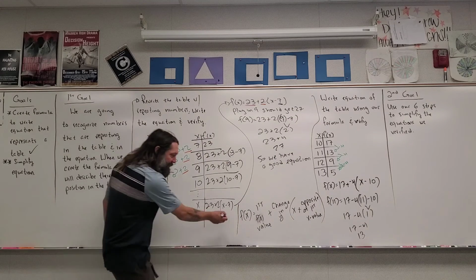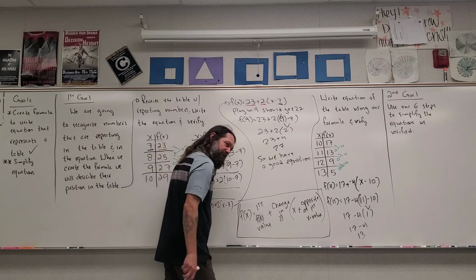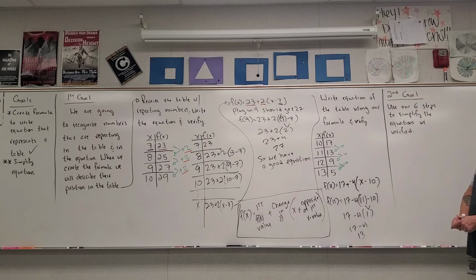And again, this is our formula. This is what we're going to be using now. It's going to streamline the process. We were working towards this in this whole chapter. All right, our second goal. Let's use our 6 steps to simplify the equations that we verified. So this is kind of an easy process. It's not going to take too long.